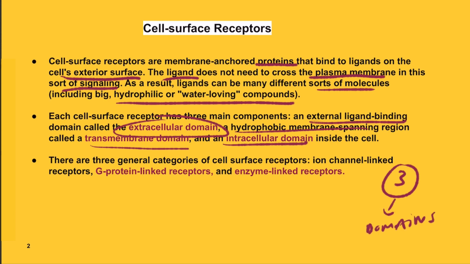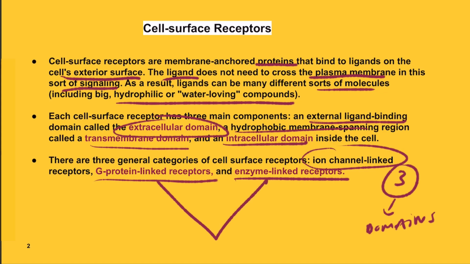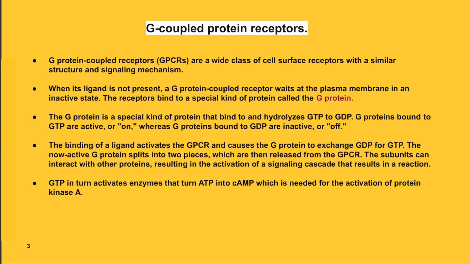These three domains make up the cell surface receptors. Then there are also three general categories of cell surface receptors. There are ion channel linked receptors, G-protein linked receptors, and enzyme linked receptors. Today, we're only going to be focusing on these last two. So let's first take a look at G-protein coupled receptors. G-protein coupled receptors, GPCRs, are a wide class of cell surface receptors with a similar structure and signaling mechanism.